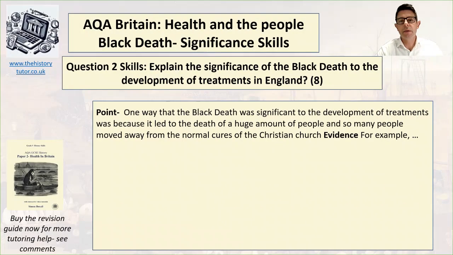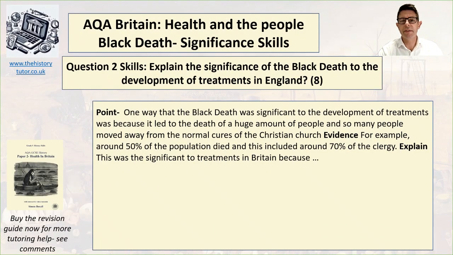So now, coming up with your idea. I've started off for us, and I've said one way the Black Death was significant to the development of treatments was because it led to the death of huge amounts of people, and so many people moved away from the normal cures of the Christian church. So then we give a bit of evidence. So pause me now. What evidence would you give to back up that statement? Think about our thoughts just a minute ago. So I've gone for example, around 50% of the population died, and this included around 70% of the clergy. Nice simple example.